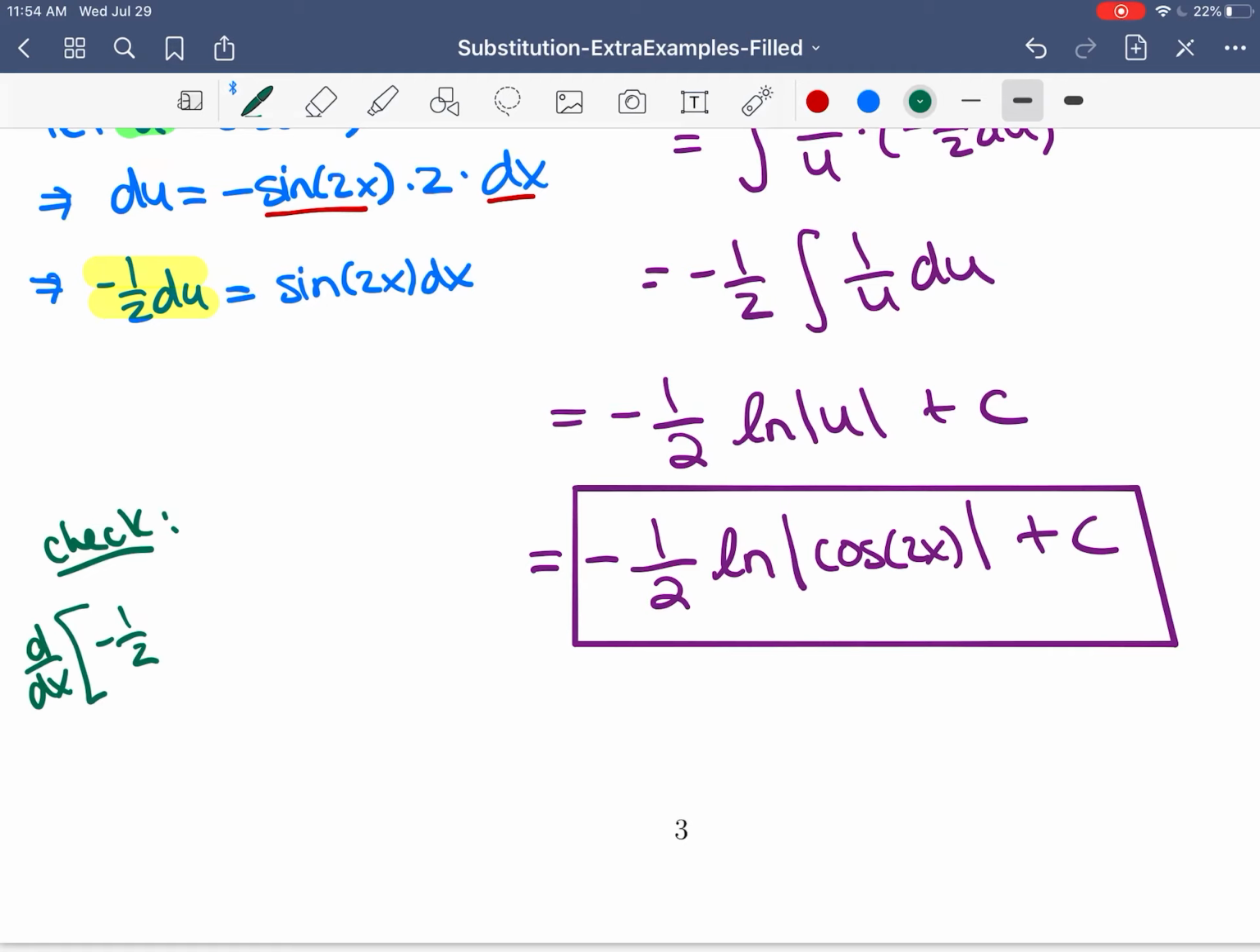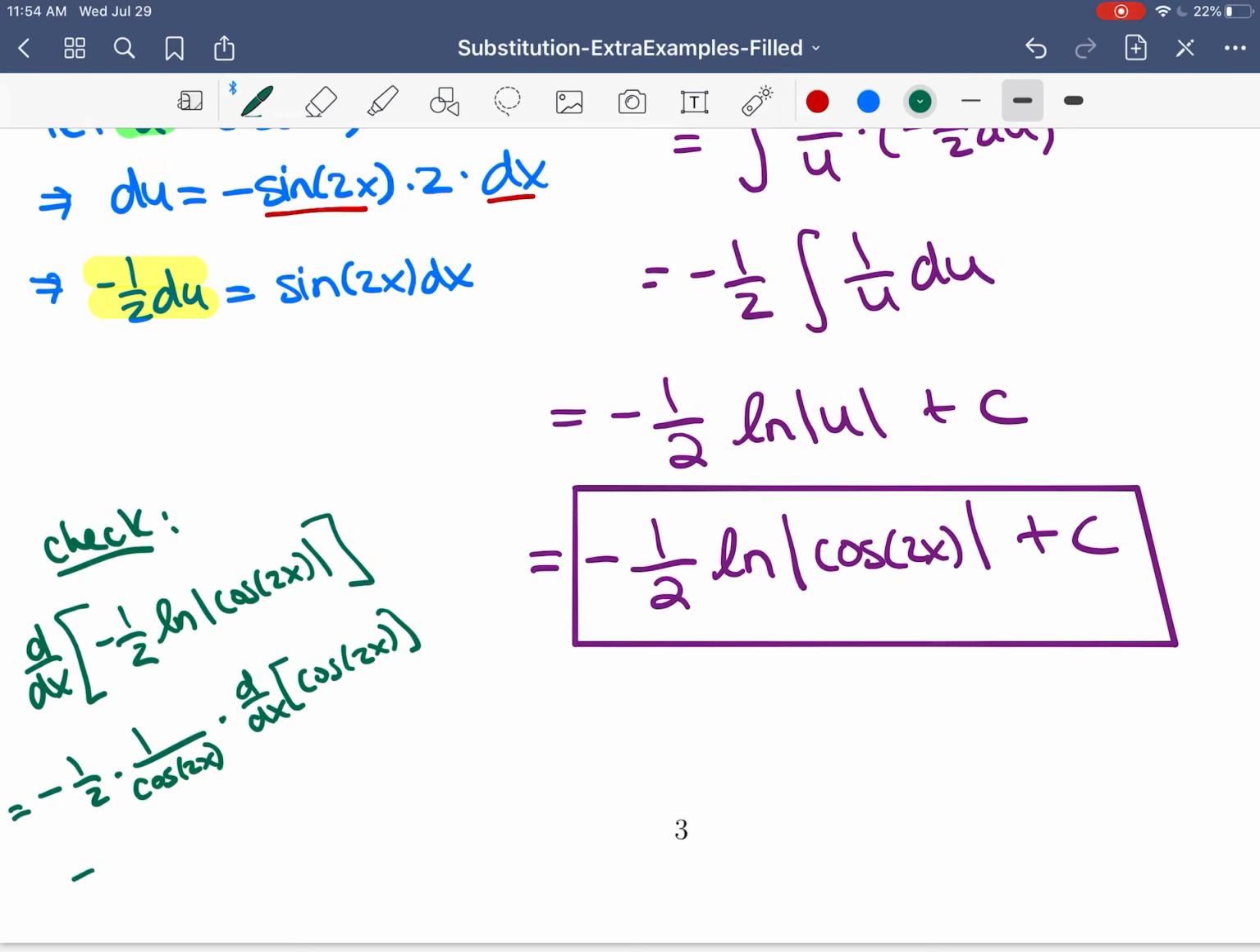So if I take negative 1/2 ln absolute value cos of 2x, but the plus c, the derivative is going to be 0, so I'm just going to leave that out. So the negative 1/2 can come out. Now I want to differentiate ln of cosine. The absolute values for the derivative don't mean anything. Okay, so that's going to be, when I take the derivative of ln, it's a 1 over the thing inside. Okay, and then I want to times by the derivative of the thing inside.